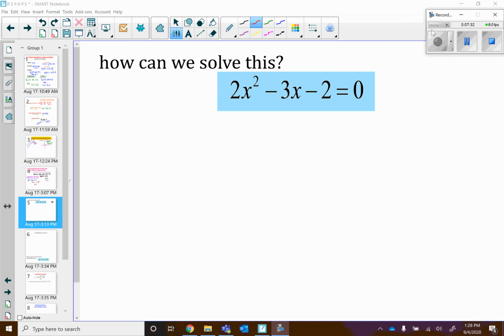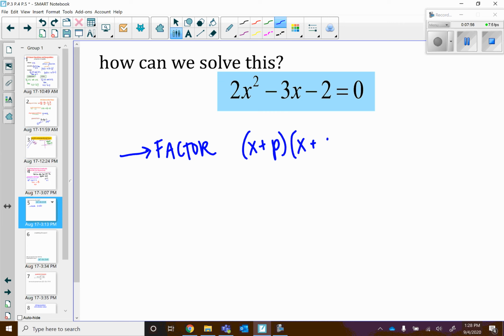All right, here's an example of a quadratic, and I'm asking, how do we solve this? I'm not asking you to solve it, so don't start doing that quite yet. But brainstorm in your head, what are ways that we can solve this? One way is to factor. Set it so that it's x plus something times x plus something else equals 0. And then you would set each binomial equal to 0 and solve.